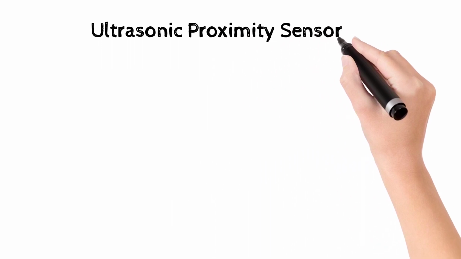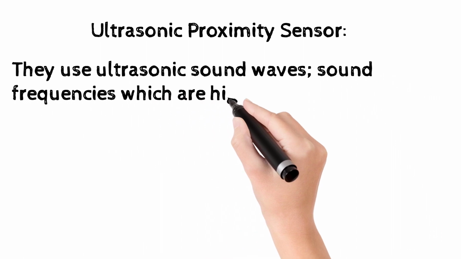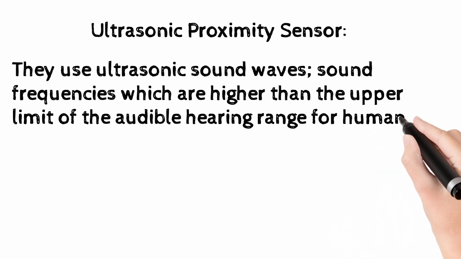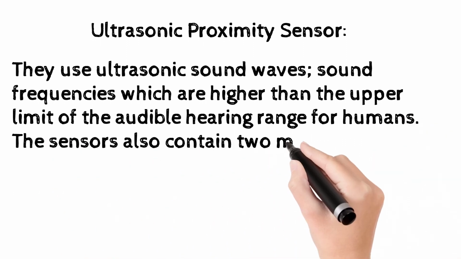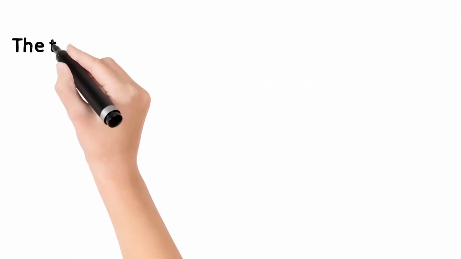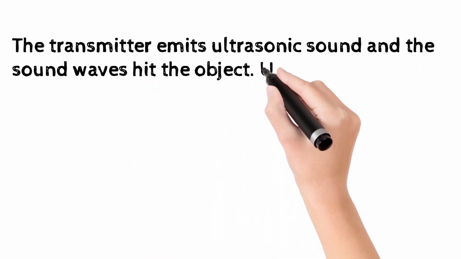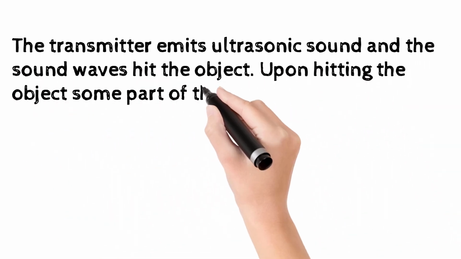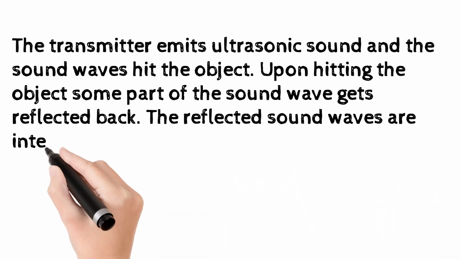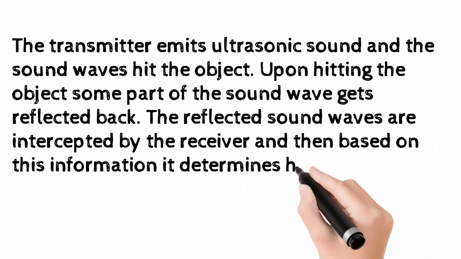Ultrasonic proximity sensor. They use ultrasonic sound waves, sound frequencies which are higher than the upper limit of the audible hearing range for humans. The sensors also contain two main parts, which are a transmitter and a receiver. The transmitter emits ultrasonic sound and the sound waves hit the object. Upon hitting the object, some part of the sound wave gets reflected back. The reflected sound waves are intercepted by the receiver, and then based on this information it determines how far or how close the object is.